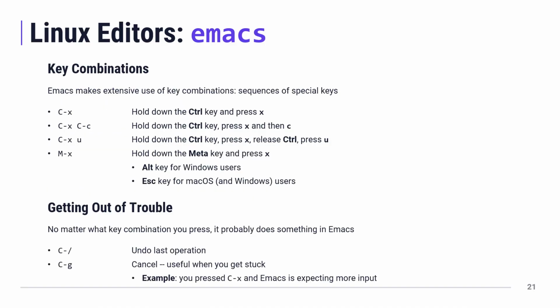So key combinations, just understanding very briefly here. When you see something like C-X, that means hold down the control key, press X. If you see C-X C-C, that means hold down the control key, press X, press C, and then release control. If you see C-X U, you're holding down the control key, you press X, you release control, then you press U. And then, of course, we said before that M is the meta key. So for Windows users, you're using your Alt key. For Mac users, you're using Escape.